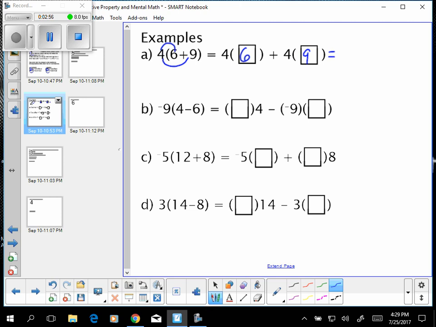I'm supposed to multiply before I add, so 24, I can do it together in one step, 36, and it equals 60. Let's look at B.